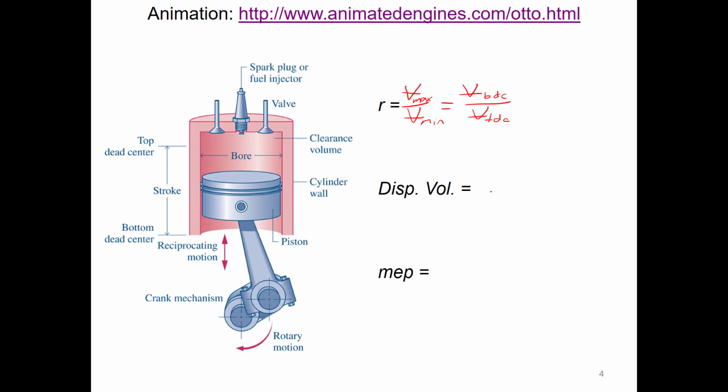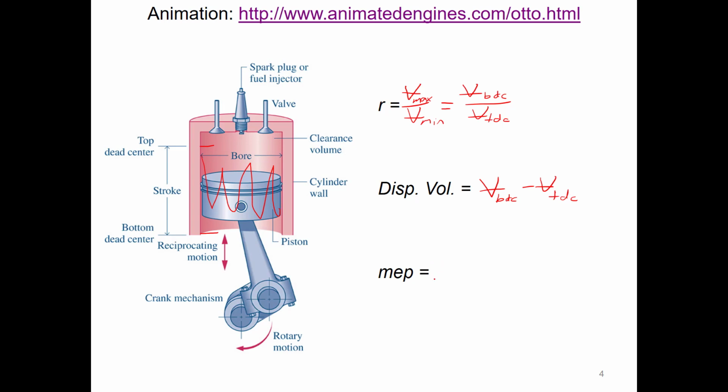Displacement volume is the volume at bottom dead center minus the volume at top dead center. So it's the overall volume displaced by the piston going from top dead center to bottom dead center, all the way, the volume that exists in this space here.